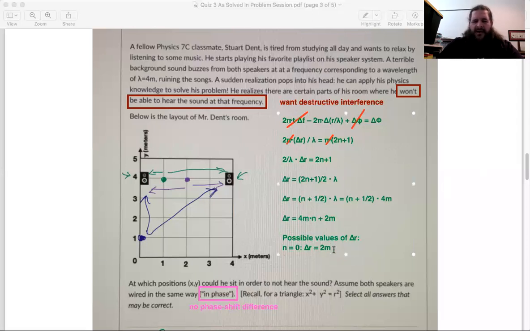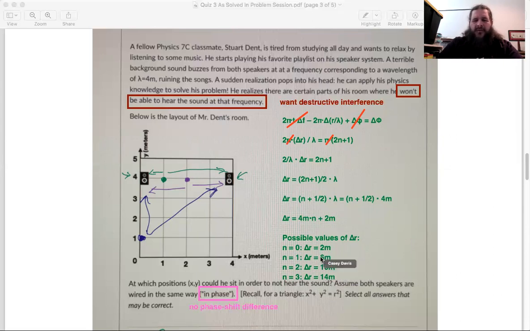Or if we do go ahead and plug in 1, delta R would be 2 meters plus an extra 4 meters, so that'd be 6 meters. Or if n is 2, 2 meters plus 2 times 4 meters would be 10 meters. Or if n is 3, the difference would be 2 meters plus 3 times 4, so that would be 14 meters. So it looks like every 2 meters and every 4 meters beyond that, 2, 2 plus 4, 2 plus 4 plus another 4 plus another 4, all of those delta R values will lead to destructive interference.